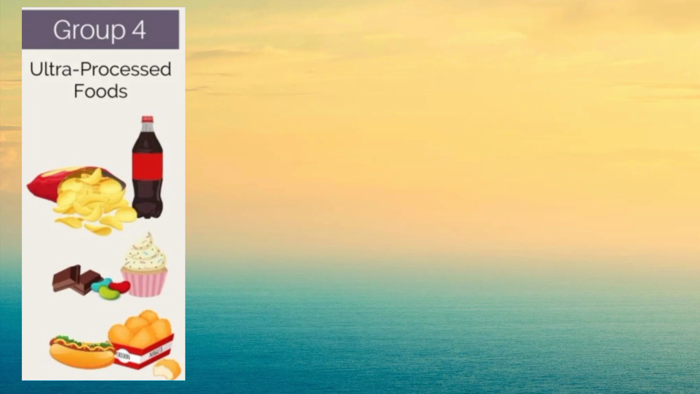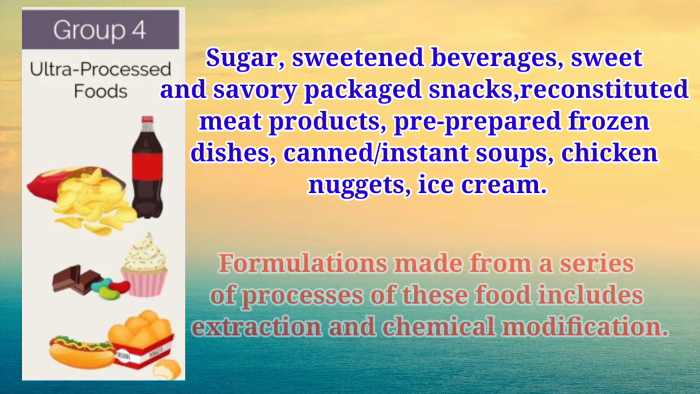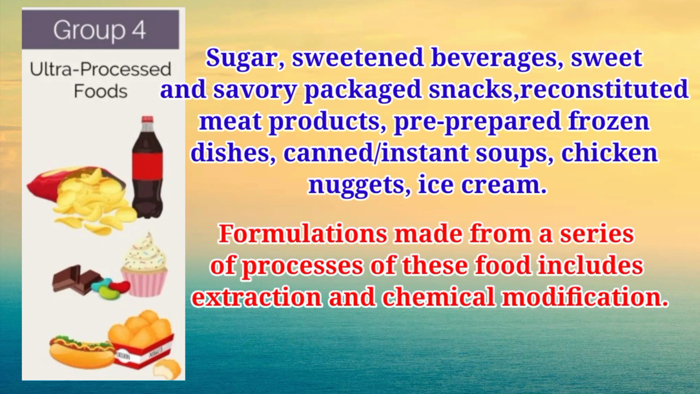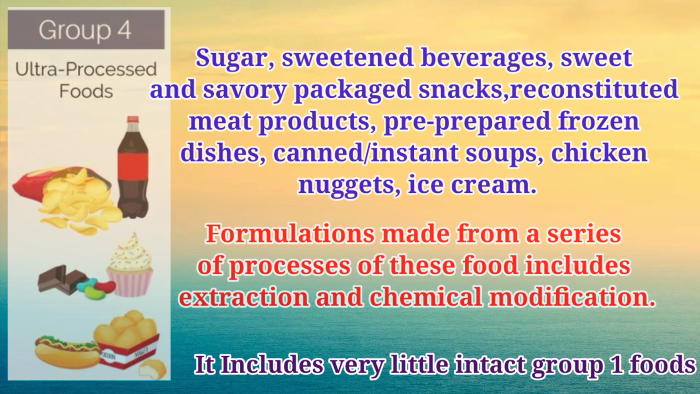Ultra-processed foods. These are sugar-sweetened beverages, sweet and savory packaged snacks, and reconstituted meat products. Pre-prepared frozen dishes, canned or instant soups, chicken nuggets, and ice cream. Formulations made from a series of processes of this food include extraction and chemical modification. It includes very little intact group 1 foods.